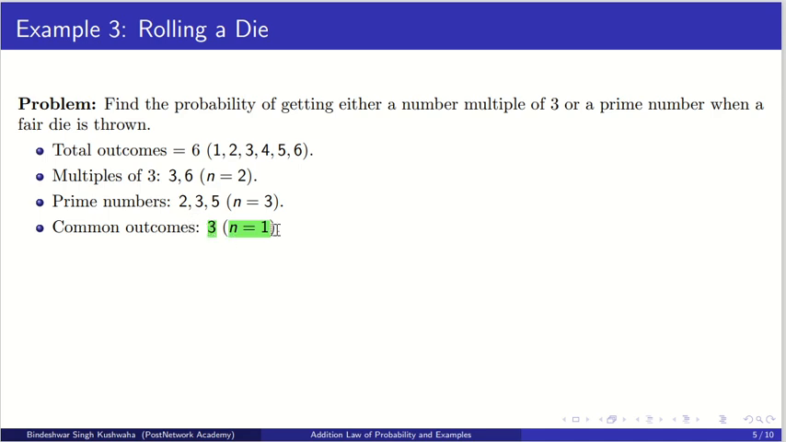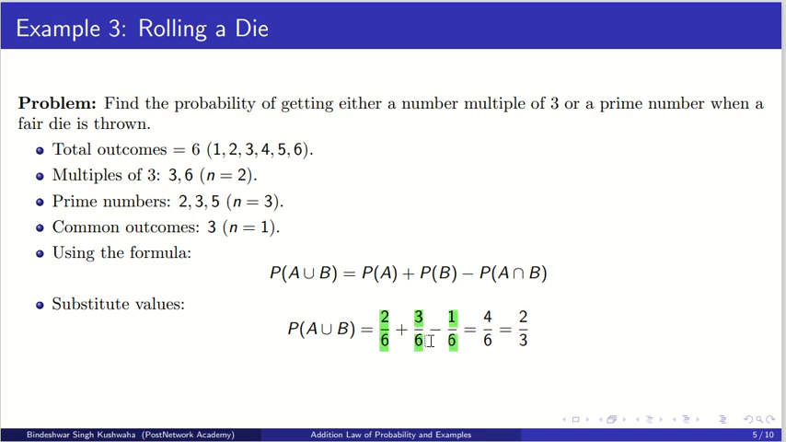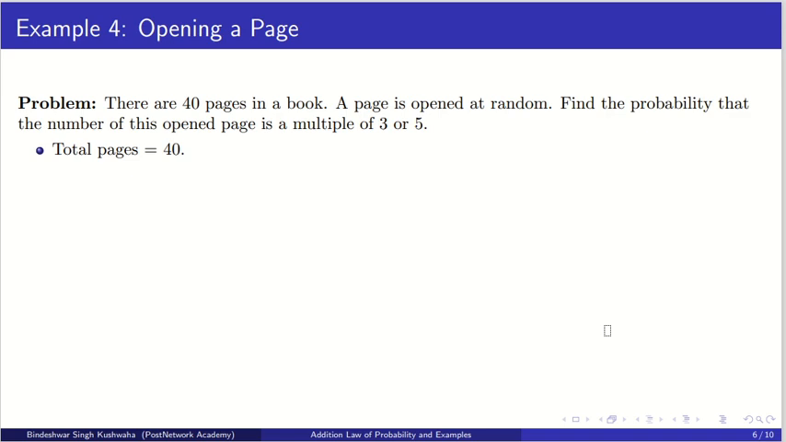So this outcome we have to subtract at least one time, because it will be counted twice. So one time we are subtracting. P(A) plus P(B) minus the common element. So just plug in the values: 2/6 plus 3/6 minus 1/6, that will come to 2/3. Let us see the fourth example.